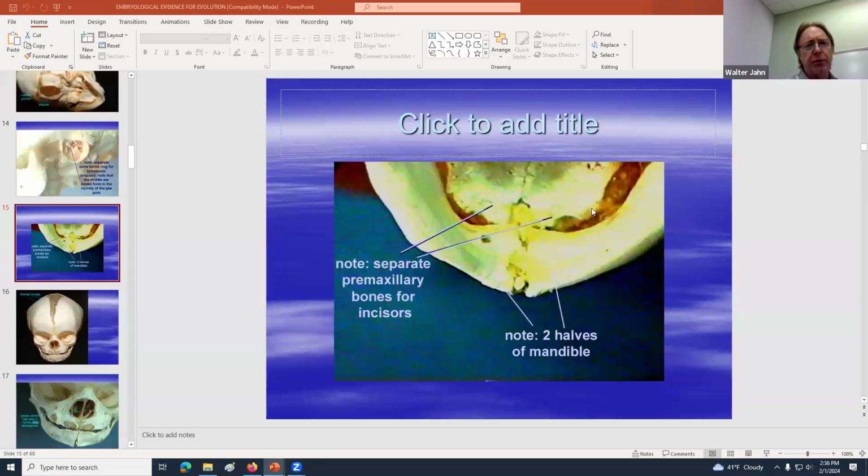I said I would show you these two things. So that is a fetal skull, and those are the premaxillary bones. You can see that even though all of our teeth as adults are held in the maxillary bones, including the incisors, we, like more primitive vertebrates, including the primates, had our incisors in separate premaxillary bones.